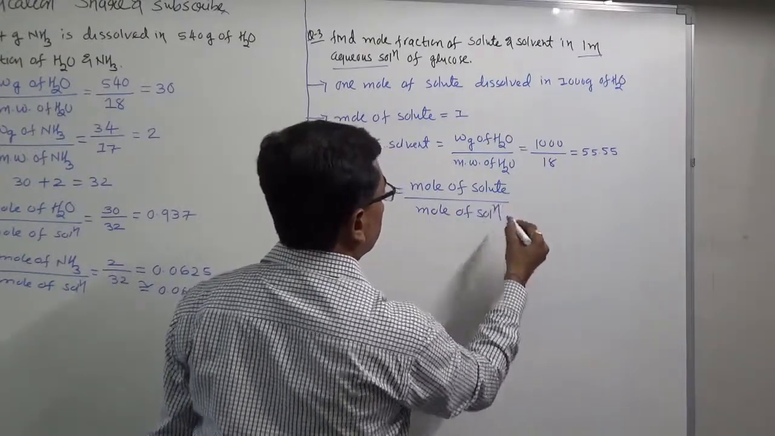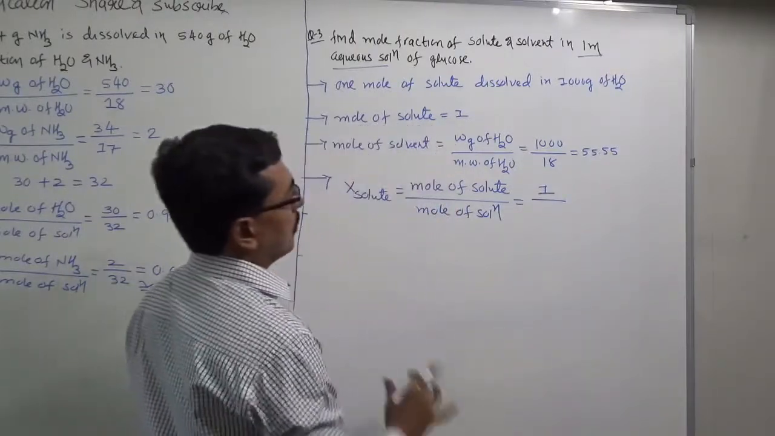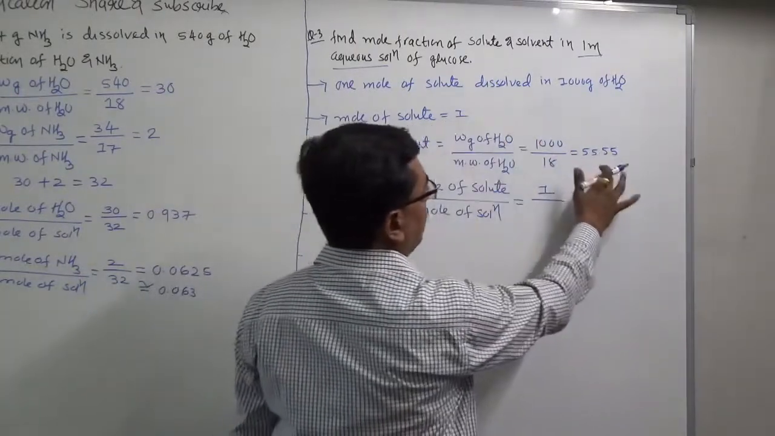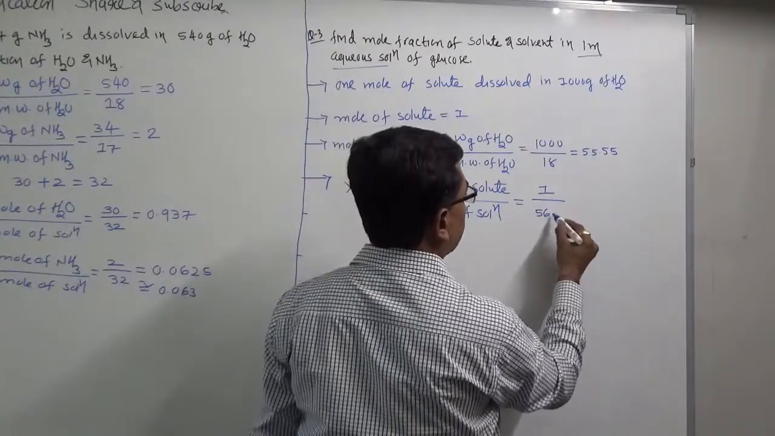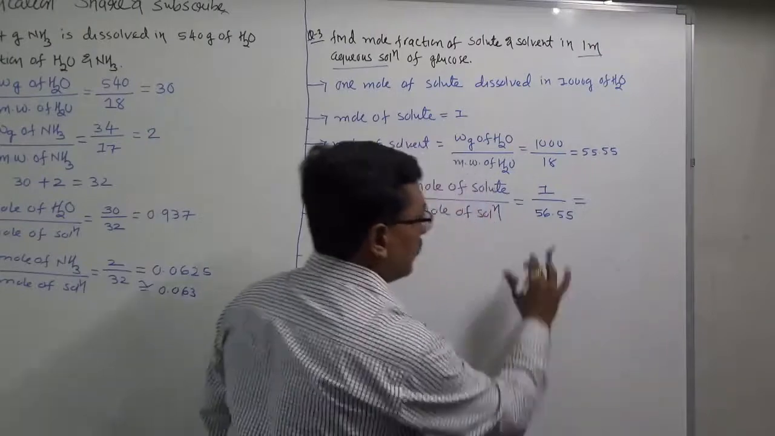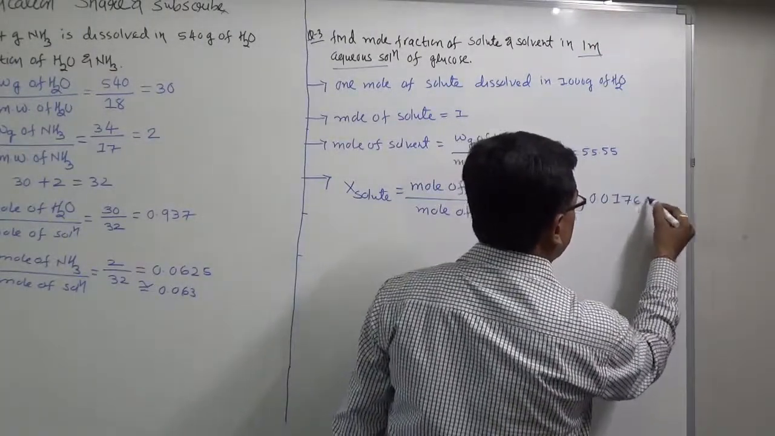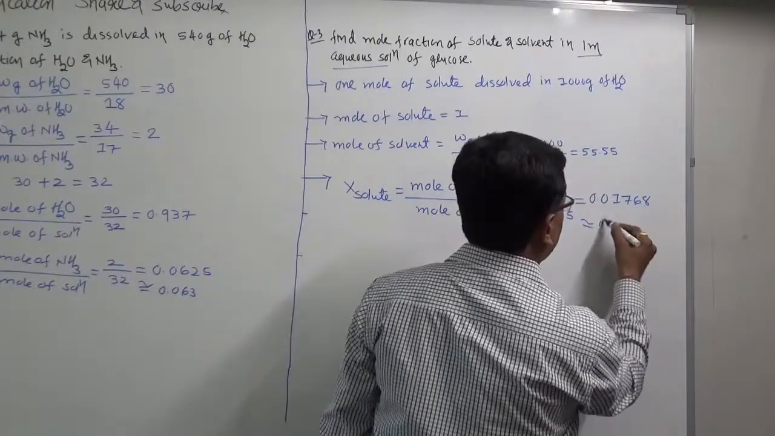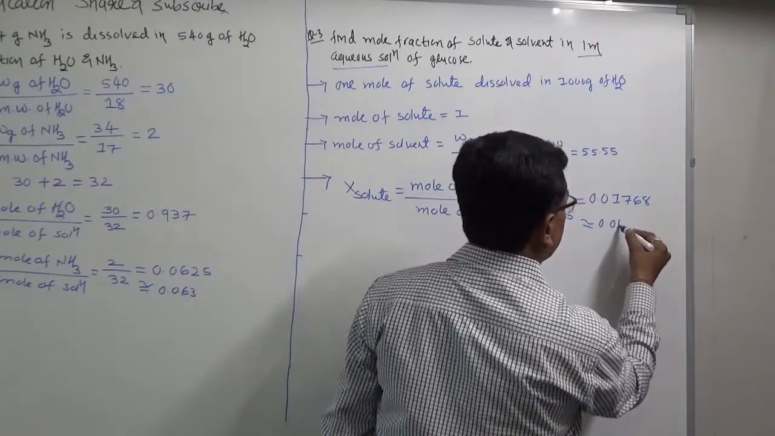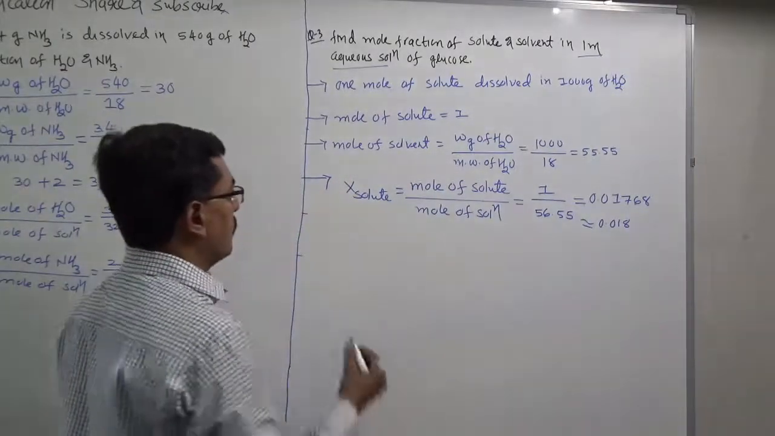Now mole of solute is given to us, it is 1, and total mole of solution means 1 plus 55.55, so you will get 56.55. Now you just have to simplify. When you simplify, you will get the answer 0.01768. So the approximate answer we can write is 0.018. So now mole fraction of solute is known to us.